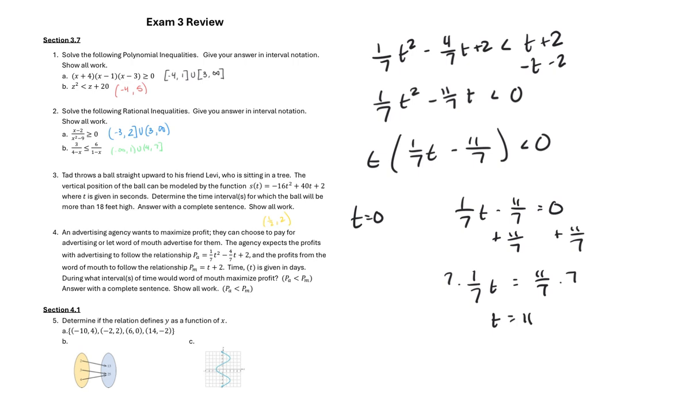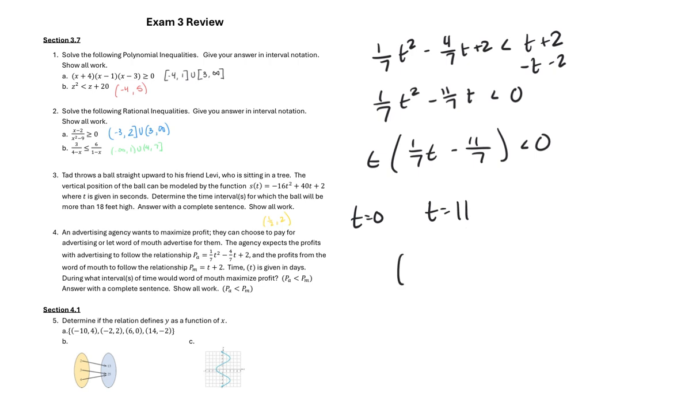So these are our two factors. So now we have t equals 11. So we know that this is going to be the interval where profit PA is less than PM. So our interval is going to be, close parentheses, because we don't have an equal sign, 0 to 11 days.